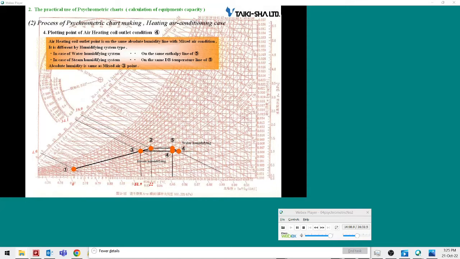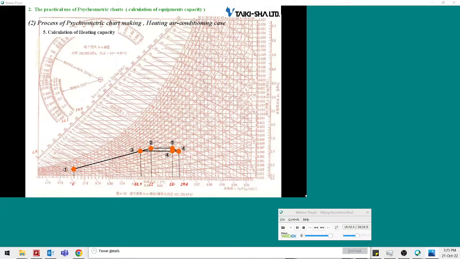The temperature of the coil outlet air is the same as that of the outlet air temperature. The point of the absolute humidity, which is the same as the mixing point, is the point of the coil outlet air. The temperature of the water humidification reads as 29.8 degrees Celsius, while that of the steam humidification reads as 28 degrees Celsius, which is the same as the outlet air temperature.